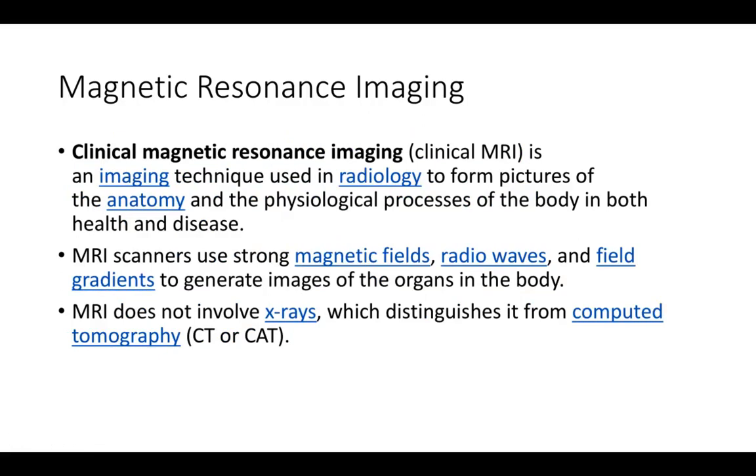So clinical MRI, or clinical magnetic resonance imaging, is basically an imaging technique. It's used in radiology to form pictures of the anatomy, as well as some of the physiological processes of the body, both in healthy subjects as well as in disease. MRI scanners consist of a strong magnetic field. They use radio waves and field gradients to generate images of organs in the body. They don't involve x-rays, and that's what distinguishes it from a CT or CAT scan. So there's no ionizing radiation present in an MRI.